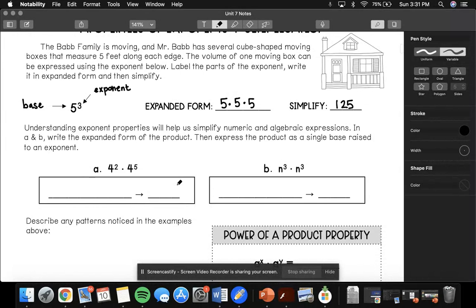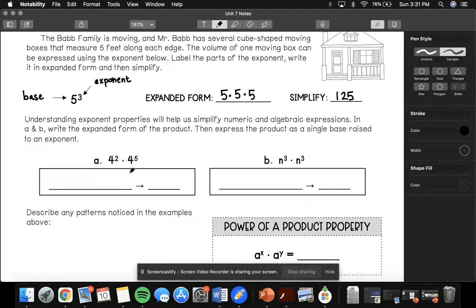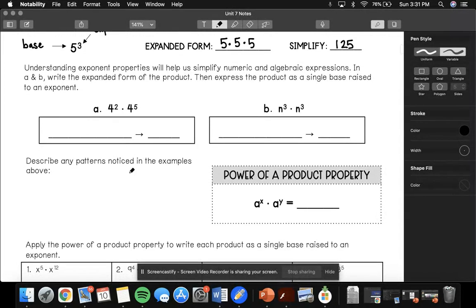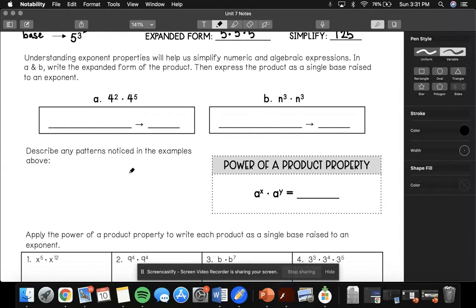Okay, so now we're going to look at various ways we can write exponents and see if we can simplify using any patterns. So understanding exponent rules can help us simplify numeric and algebraic expressions. In A and B, write the expanded form of the product, then express the product as a single base raised to an exponent. So this is what we call a numeric exponent, because we have numbers and we have exponents. Okay, so we're going to see if we can simplify this. So we have 4 to the second times 4 to the power of 5.